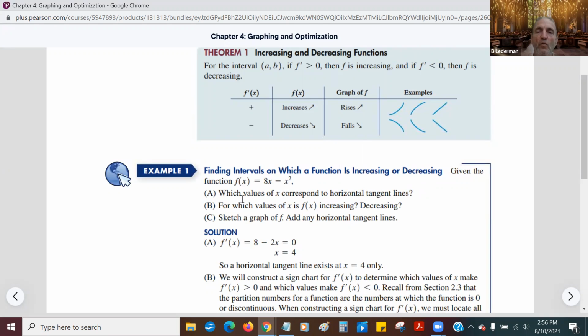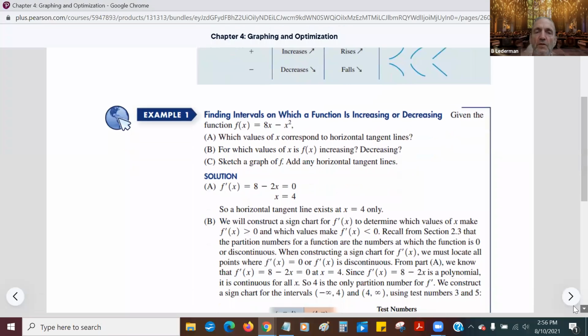Part A: which values of x correspond to horizontal tangent lines? Of course, that's going to be when the derivative equals 0. I'm just giving you a little spoiler alert. Which are the values of x for which f of x is increasing? Which are the values of x for which f of x is decreasing? And finally, we want to try to get a rough sketch of the graph.